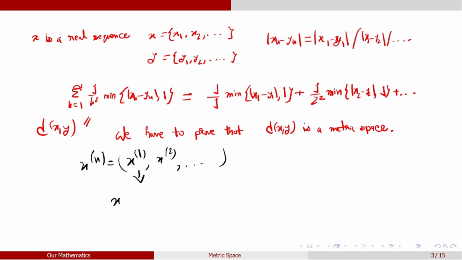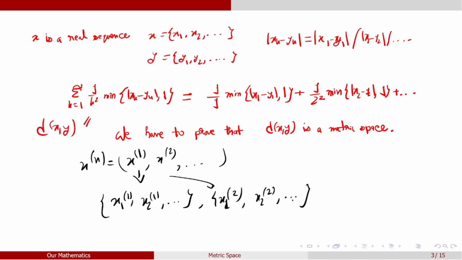X1, x2, and so on and so on. Now x1 itself is a real sequence, x2 itself is a real sequence. So x1 looks like x11, x21, and so on; x2 looks like x12, x22, and so on. Suppose we are taking the first component from each of the sequences, that is, we are constructing the sequence x11, x12. So it looks like x1, x2, and so on and so on.